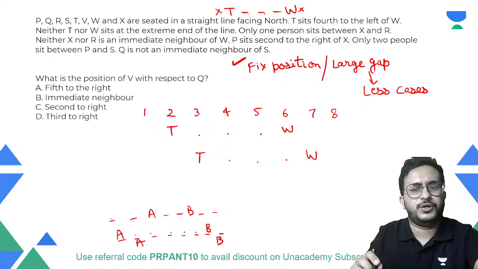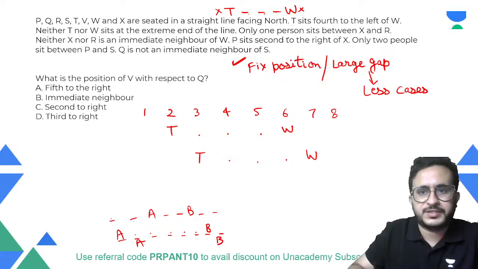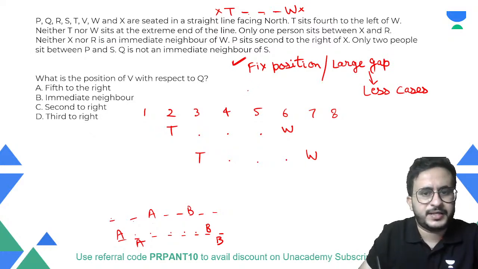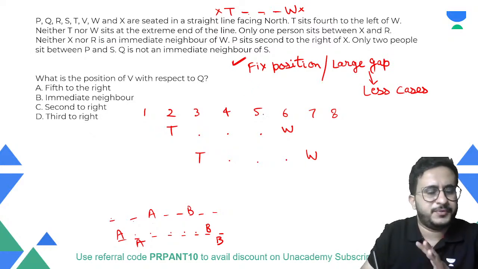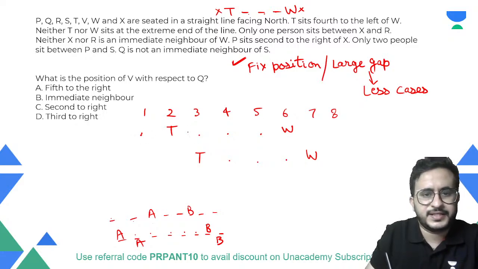All right, now we can proceed further, that only one person sits between X and R. Neither X nor R is an immediate neighbor of W. So one person between X and R, and they are not neighbors of W. So X and R, we can have 1 and 3. In this case, we can have X and R at 1 and 3.